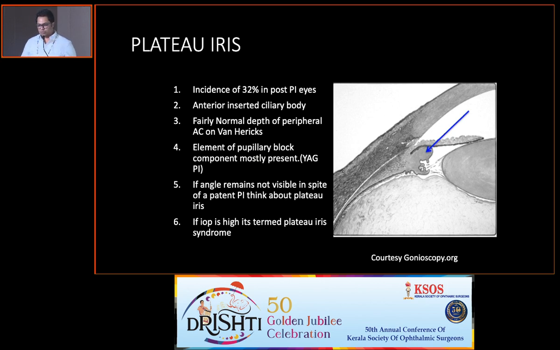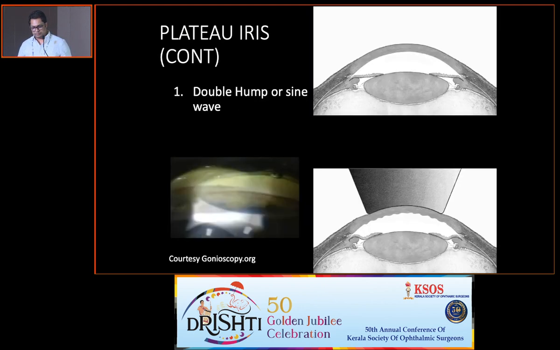Next, coming to plateau iris configuration, the incidence is about 32% in patients post-PI. This is because of an anteriorly inserted ciliary body. The anterior chamber depth is fairly normal. There is an element of pupillary block in most of these cases and YAG PI is warranted. If the angle remains not visible in spite of a patent PI, think about plateau iris configuration. If the IOP is high in these situations, we call it plateau iris syndrome.